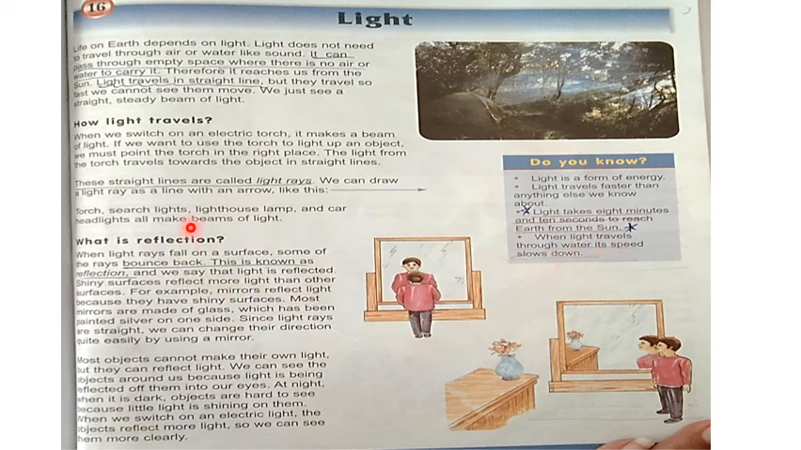Apart from this, what have we learned? We have learned that light travels in a straight line, and these straight lines are called light rays. And what is reflection? The bouncing back of light is called reflection of light. Apart from this, we had learned that shiny surfaces reflect more light than other surfaces. Right? So, we shall study more of the pages in the next class.